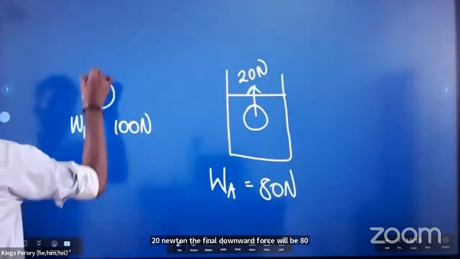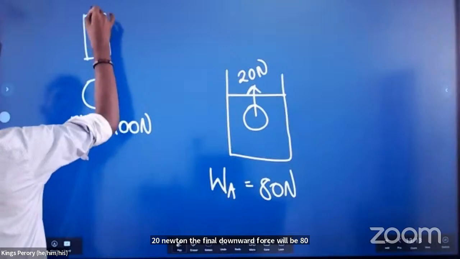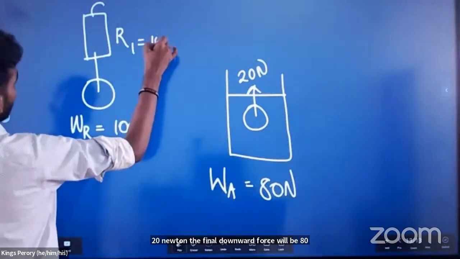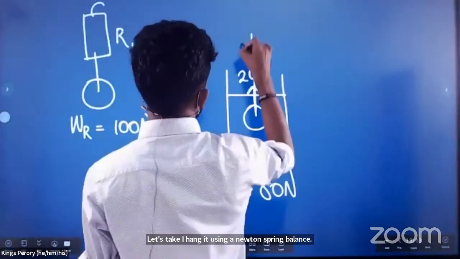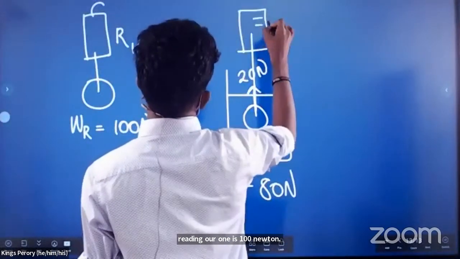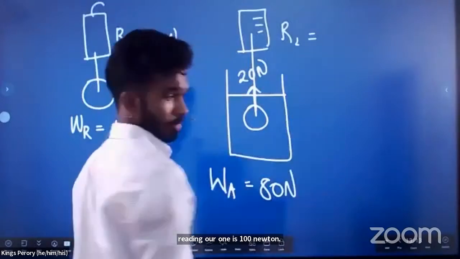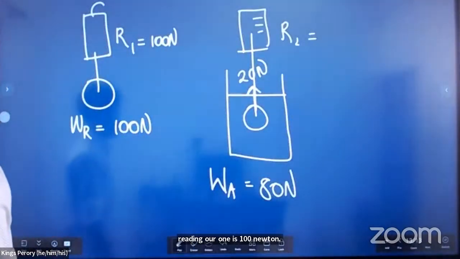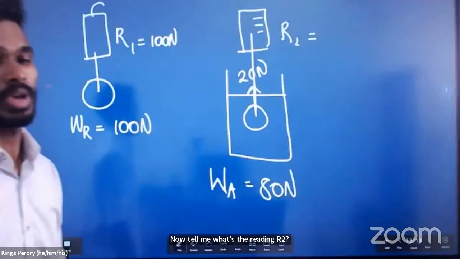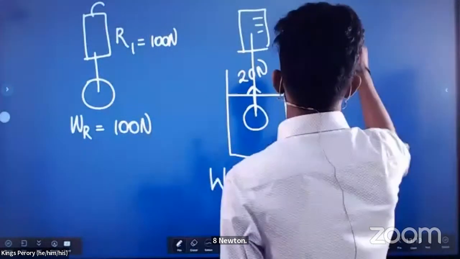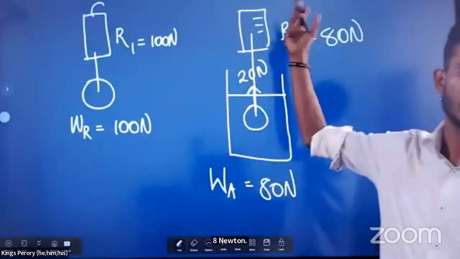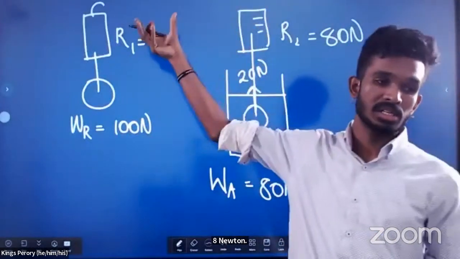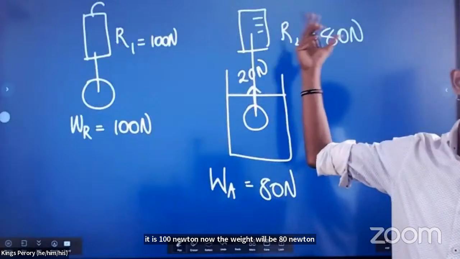Let's take, I hang it using a Newton spring balance. Reading R1 is 100 Newton. Now tell me, what's the reading R2? 80 Newton. Real weight is 100 Newton. Now the weight will be 80 Newton. So previously it was 100 Newton, now the reading will be 80 Newton.